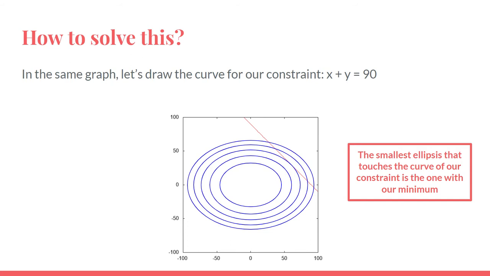Thus, our solution is represented by the smallest ellipses possible that touches the curve of the constraint. By touching our constraint, we guarantee that at least one point satisfies it. Of course, you can see in the graph that multiple ellipses touch the curve of the constraint. However, we want to minimize our objective function, so we want the smallest ellipses possible that touches the constraint.